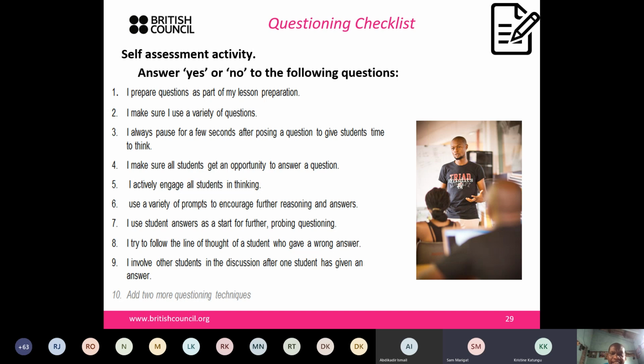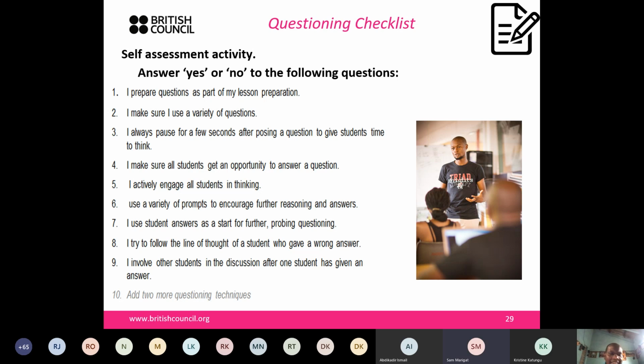And then number 8, I try to follow the line of thought. If a student gave an answer, which is their answer, but it is not the same with your answer, do you reflect on why they gave you that answer? Like now, Abdi told me Nigeria. Do I say wrong? Or do I say, why did he say Nigeria? Is it because I said River Nile? So reflect on that to ask yourself, why did the learner give a wrong answer?